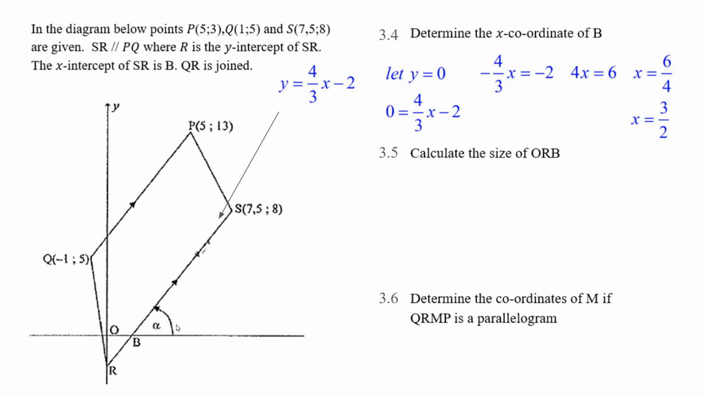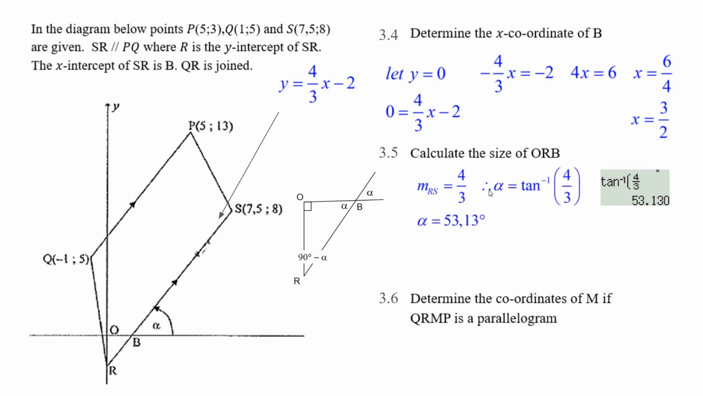Well, let's see what I did here. First, we've got the gradient of this line is 4/3. Yeah, here's my little picture. If that's alpha, then vertically opposite angles means that's alpha. Then the angle ORB must be 90 degrees minus whatever this alpha is. But what is the angle of inclination? Well, we've got the gradient is 4/3. We just go shift tan of 4/3. Well, that means that alpha is 53.13 degrees.